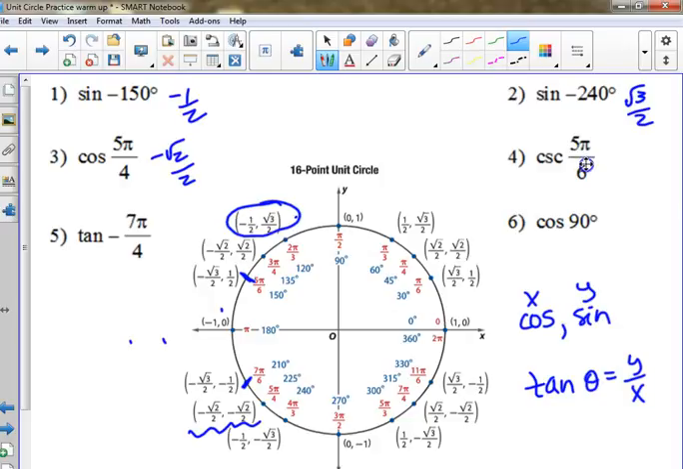Okay, now we're getting to a reciprocal function, right? So we have to go to 5 pi over 6, which is here. And cosecant is the reciprocal of sine. So the sine at this spot was 1/2. So the cosecant is 2 over 1, or 2.